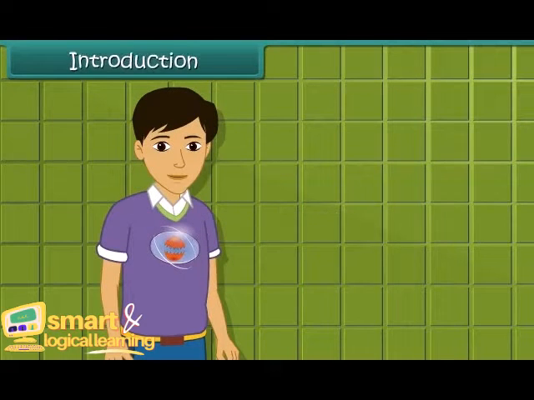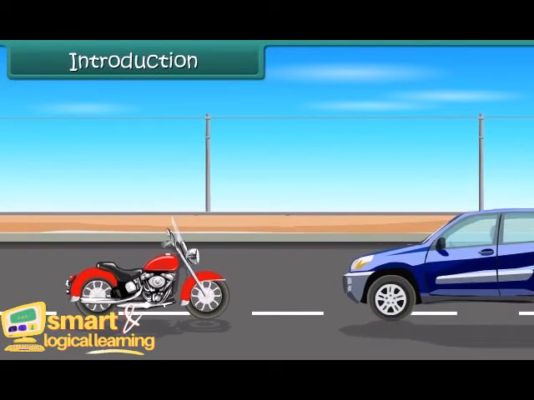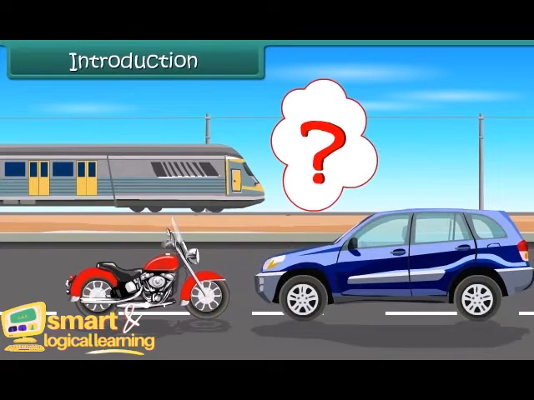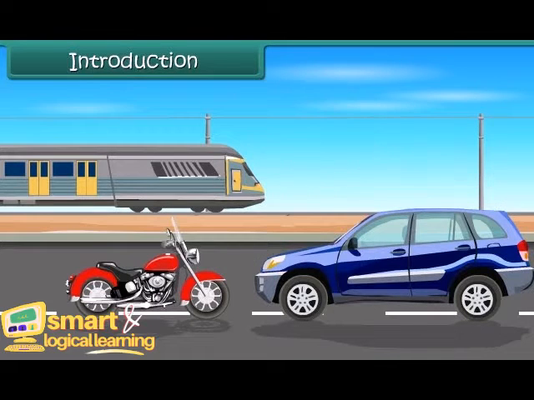Introduction. Hi friends, we can see so many vehicles like bikes, cars, trains, etc. all are running around us. They don't eat any food like any living being do. Then how do they get their energy? Yes, they get their energy from fuel.